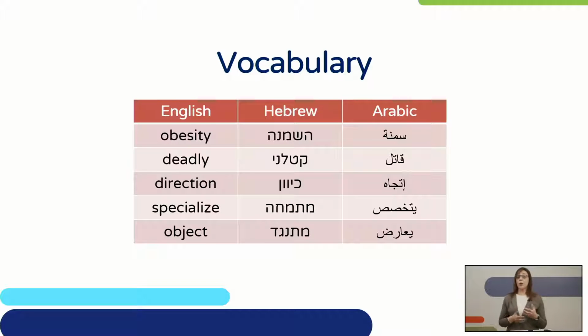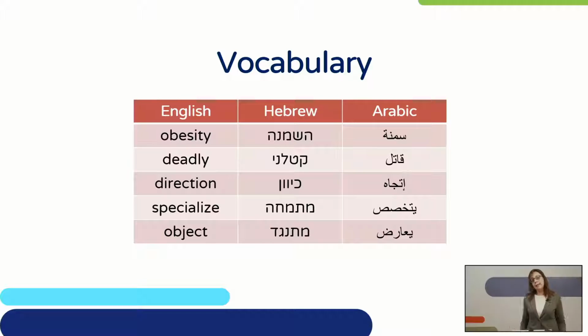So the report we are going to read and deal with has some new words and terms. So now we're going over them to check whether we know them or not. Obesity, it is a serious problem. Obesity, the state of being really fat. Deadly, causing death. Direction, way. Specialize, when you specialize in something, you concentrate on this thing to empower your skills and do well in this subject.